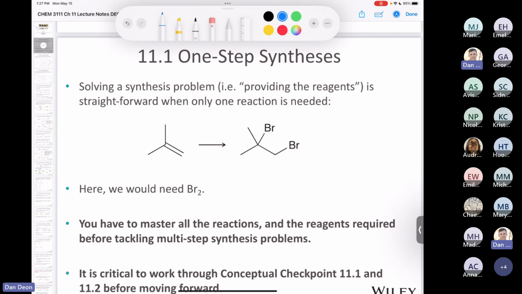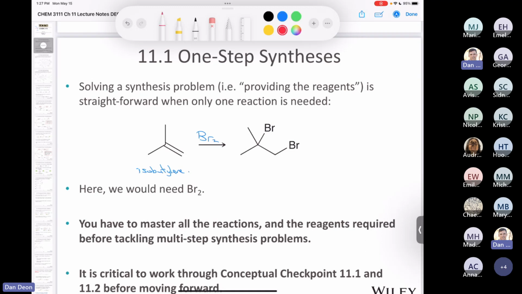If we look at a reaction like this one, here we have isobutylene. So this compound is called isobutylene. And then we're converting this to 1,2-dibromo-2-methylpropane. How do we do that? Well, for this reaction, we simply need bromine, Br2. And you should be able to draw the mechanism of this reaction.